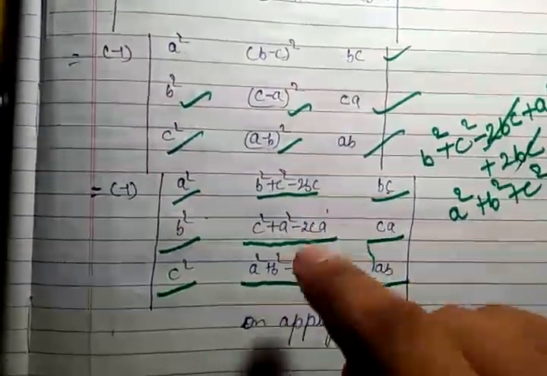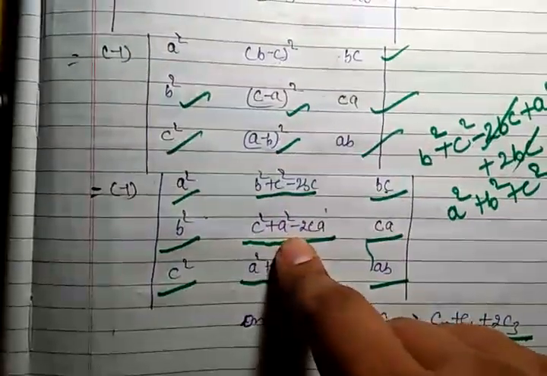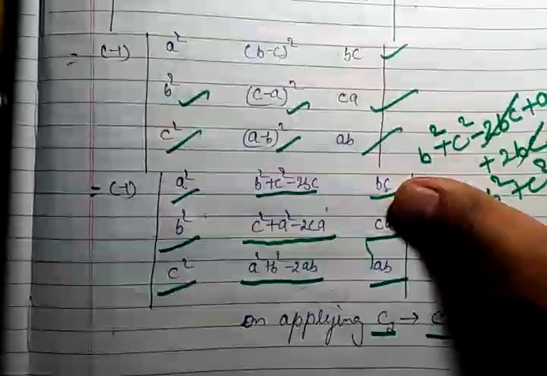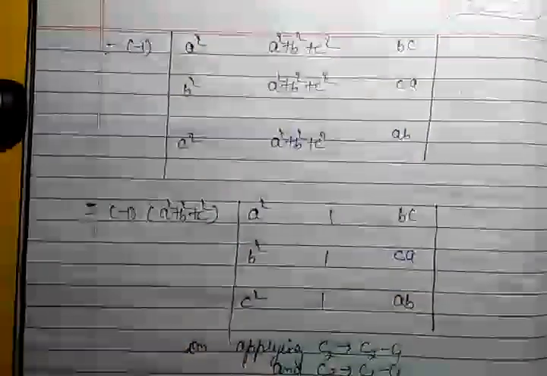And in the same way we will also get the value here A square plus B square plus C square, and here we will also get the value A square plus B square plus C square. Okay students, and after doing so, what we will get here minus 1.